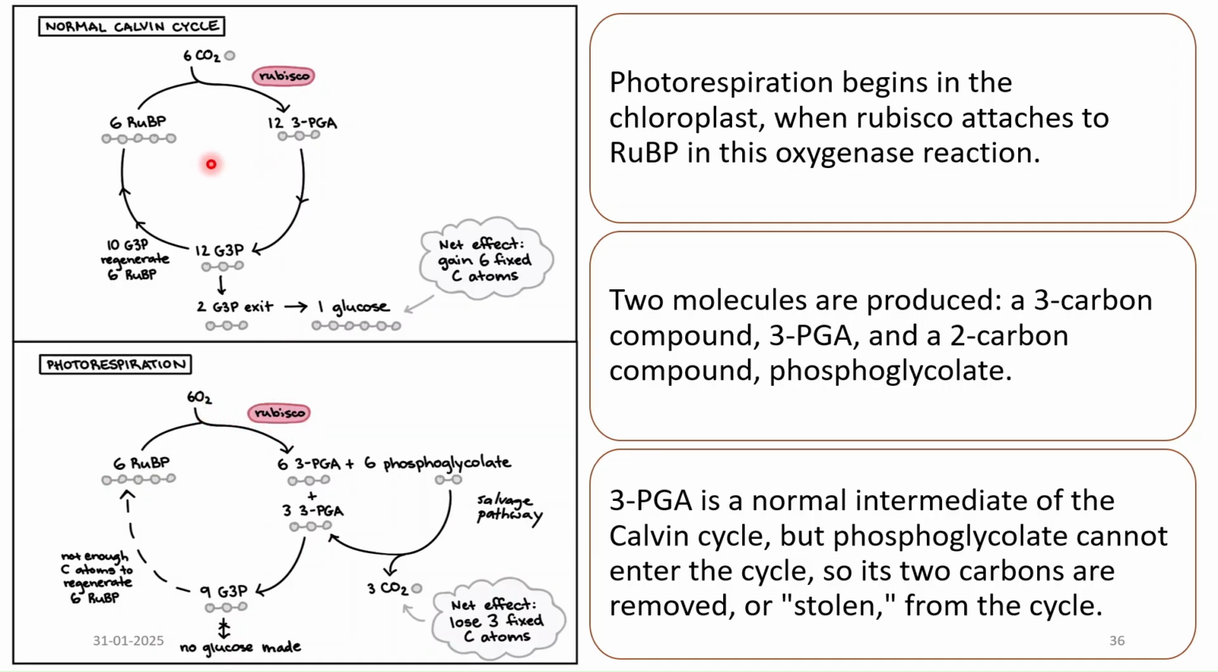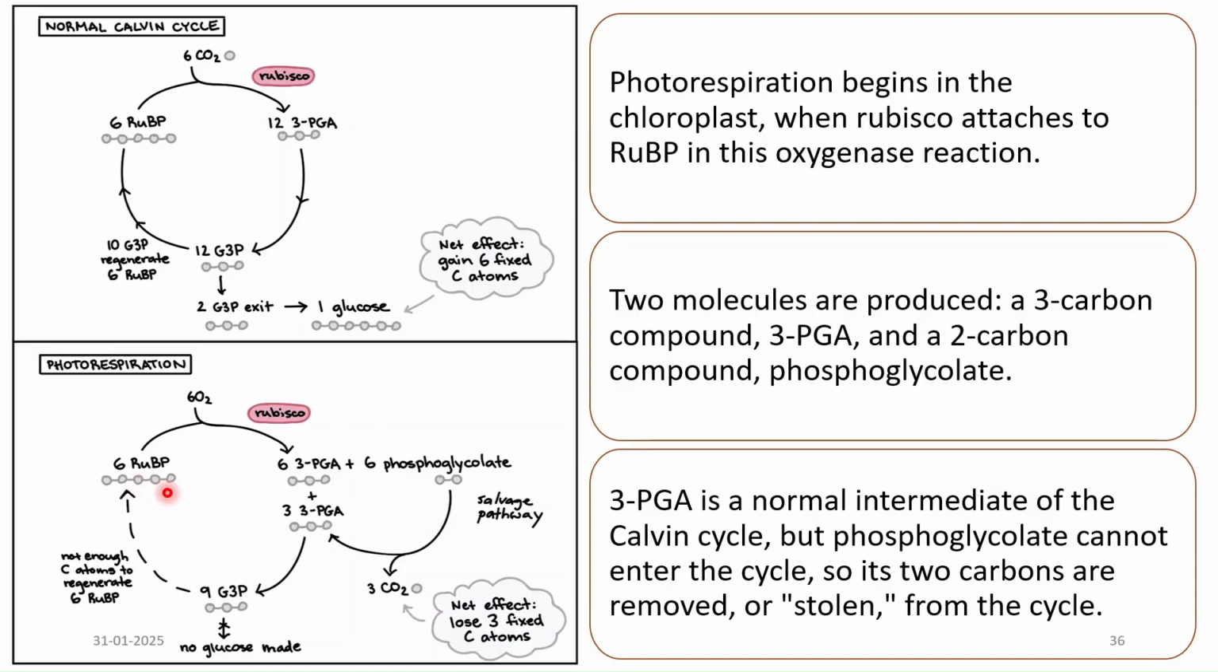While in the Calvin cycle, you see RuBP is attaching itself to carbon dioxide with the help of Rubisco, here in photorespiration, RuBP reacts with oxygen with the help of Rubisco. Now, in the case of the Calvin cycle, we see that 3 PGA molecules are produced. Like if 6 RuBP combines with 6 carbon dioxide, 12 molecules of 3 PGA are formed.